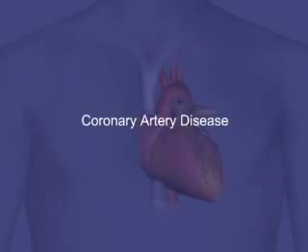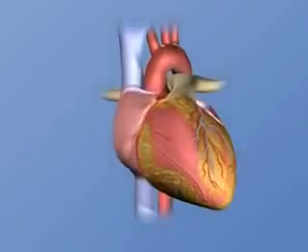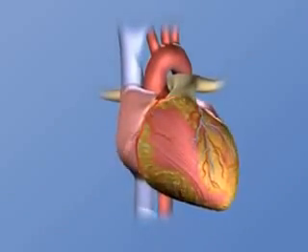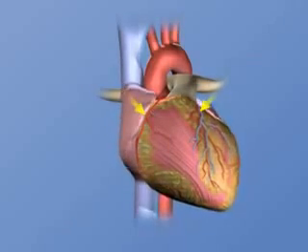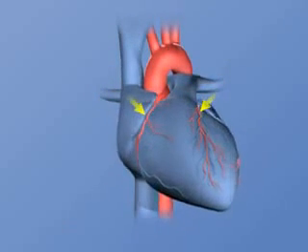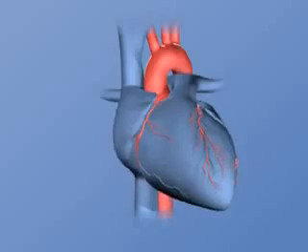Coronary artery disease. Coronary artery disease occurs when the coronary arteries are narrowed or blocked, reducing the amount of oxygen delivered to the heart. 2 conditions, atherosclerosis and arteriosclerosis, commonly cause the narrowing or blockage of arteries.